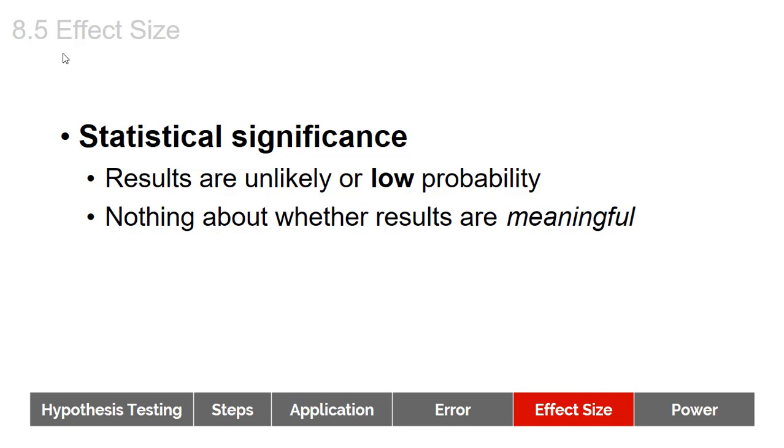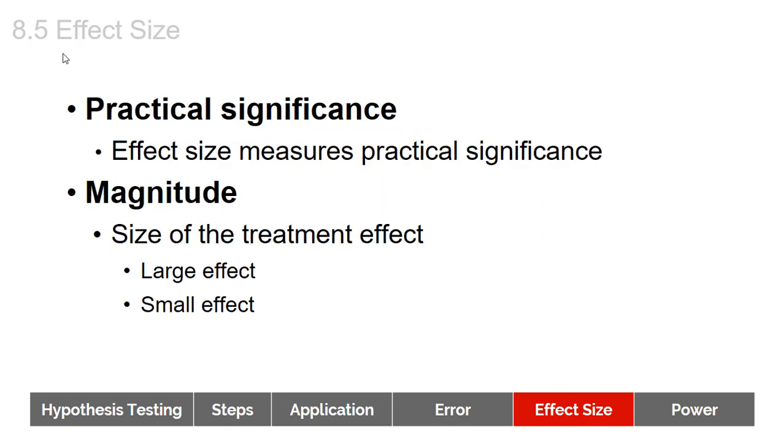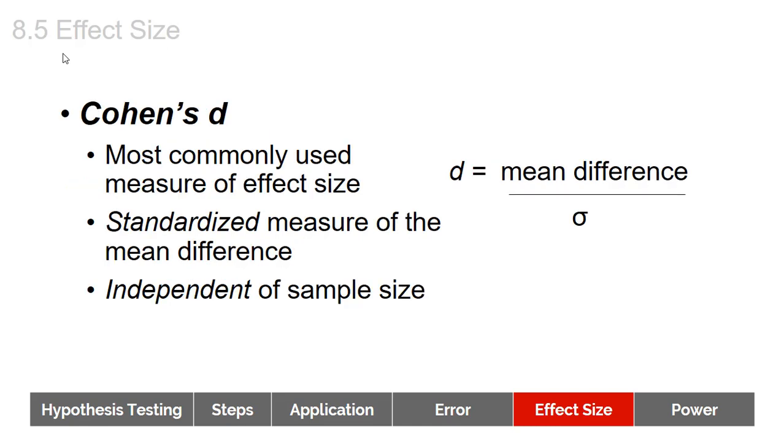Yes, we can say that finding our mean is unlikely, but what does that really mean? That's where effect size comes in. We call effect size practical significance. Practical significance is just a question of, so if there's a difference, is it a big difference? Does it really matter? So effect size is a measure of magnitude. It's a measure of the size of the treatment effect. Sometimes we have large treatment effects. We can really see differences, and sometimes we have small treatment effects. And Cohen's d helps us calculate these.